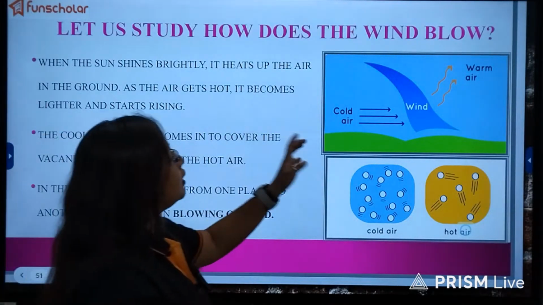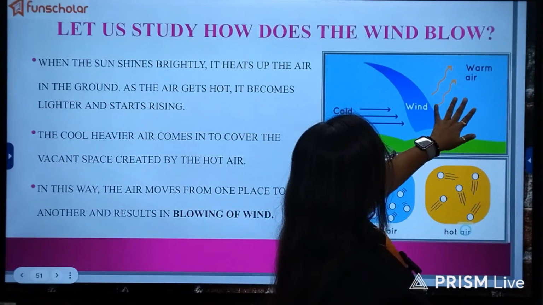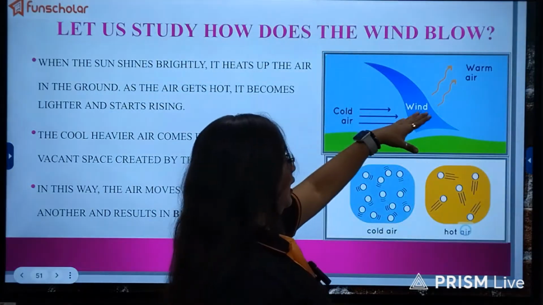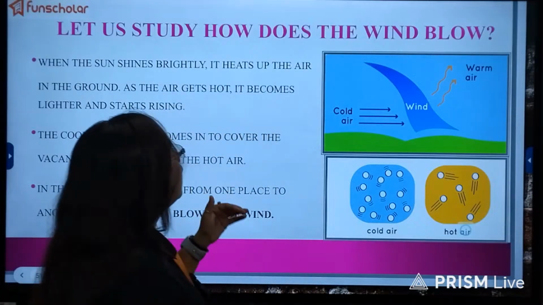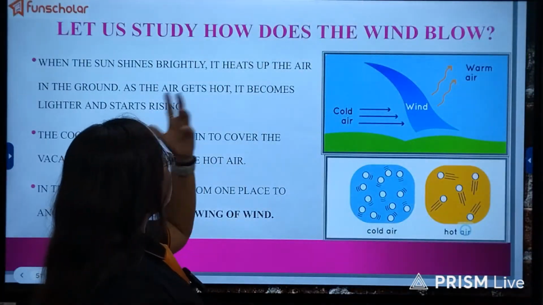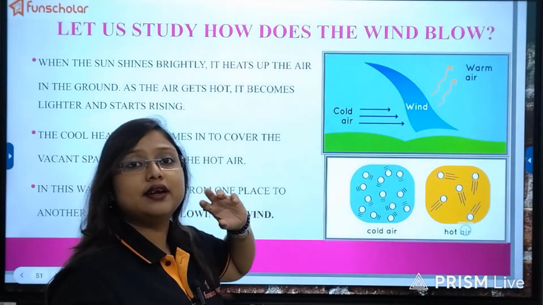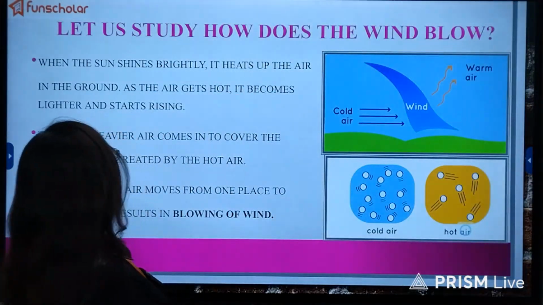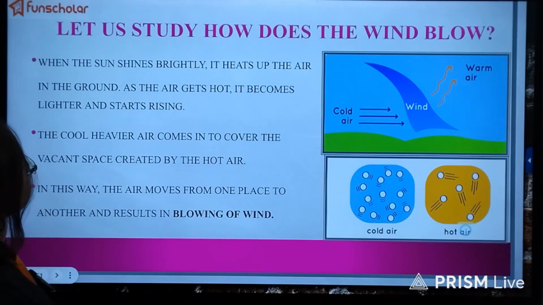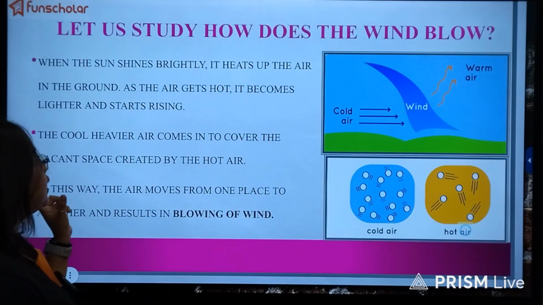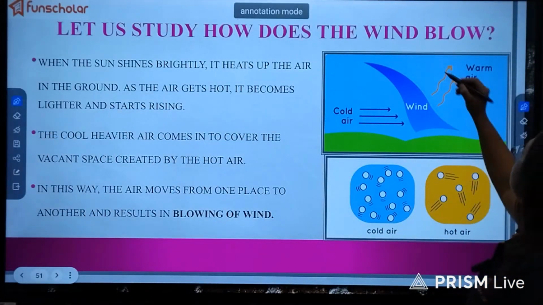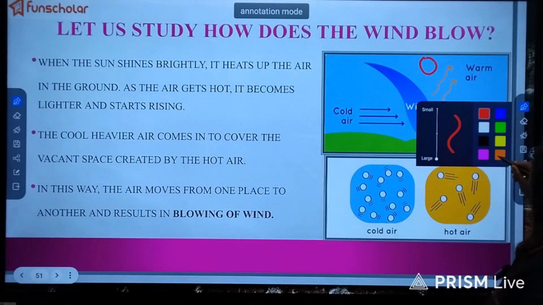Here you can see that on the surface of the earth, the sun is hitting the air, and when this air gets hot, it will rise up, like it will be lighter, right? So a lighter thing will go up. The cool, heavier air comes in to cover the vacant space created by the hot air. Now what's happening here?